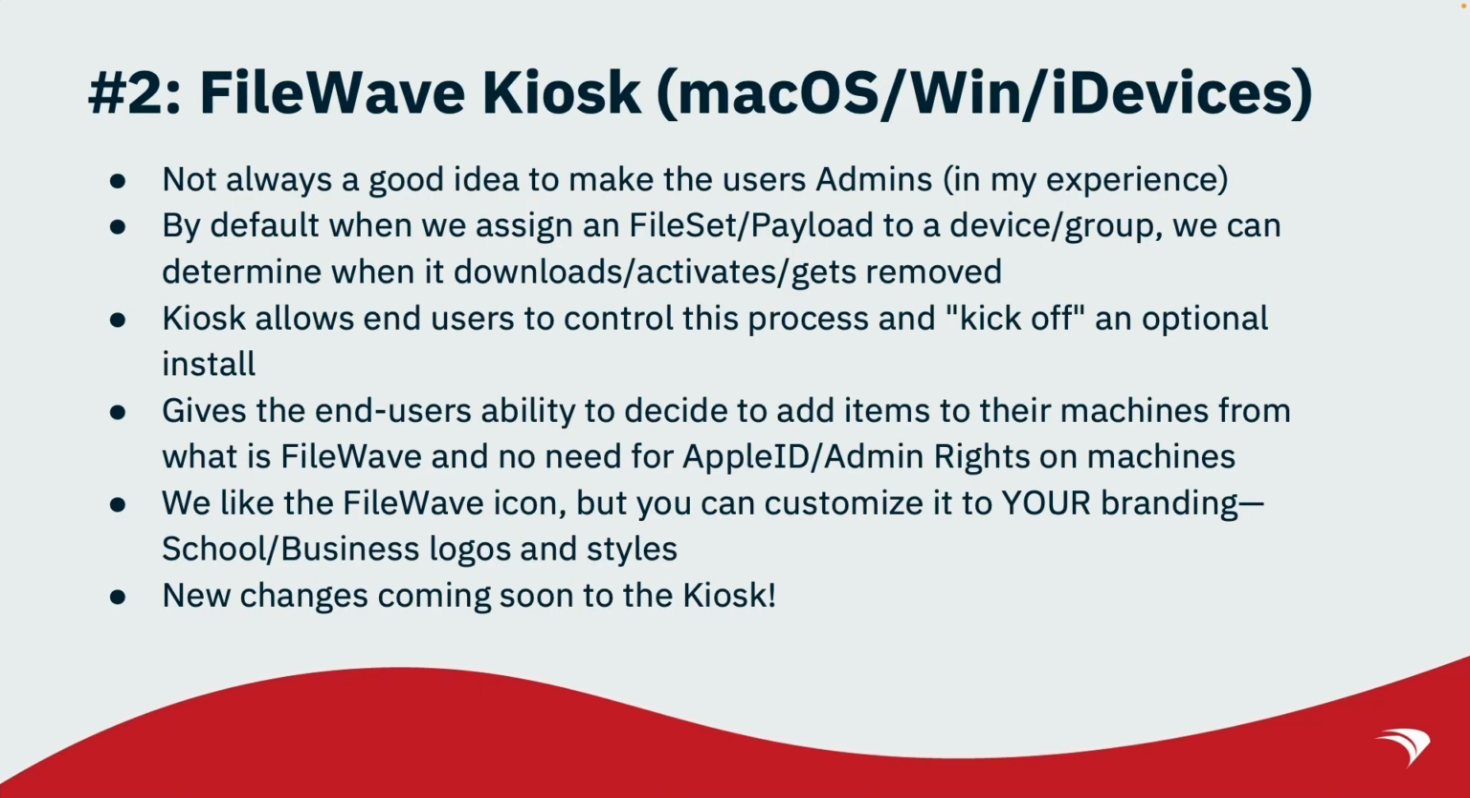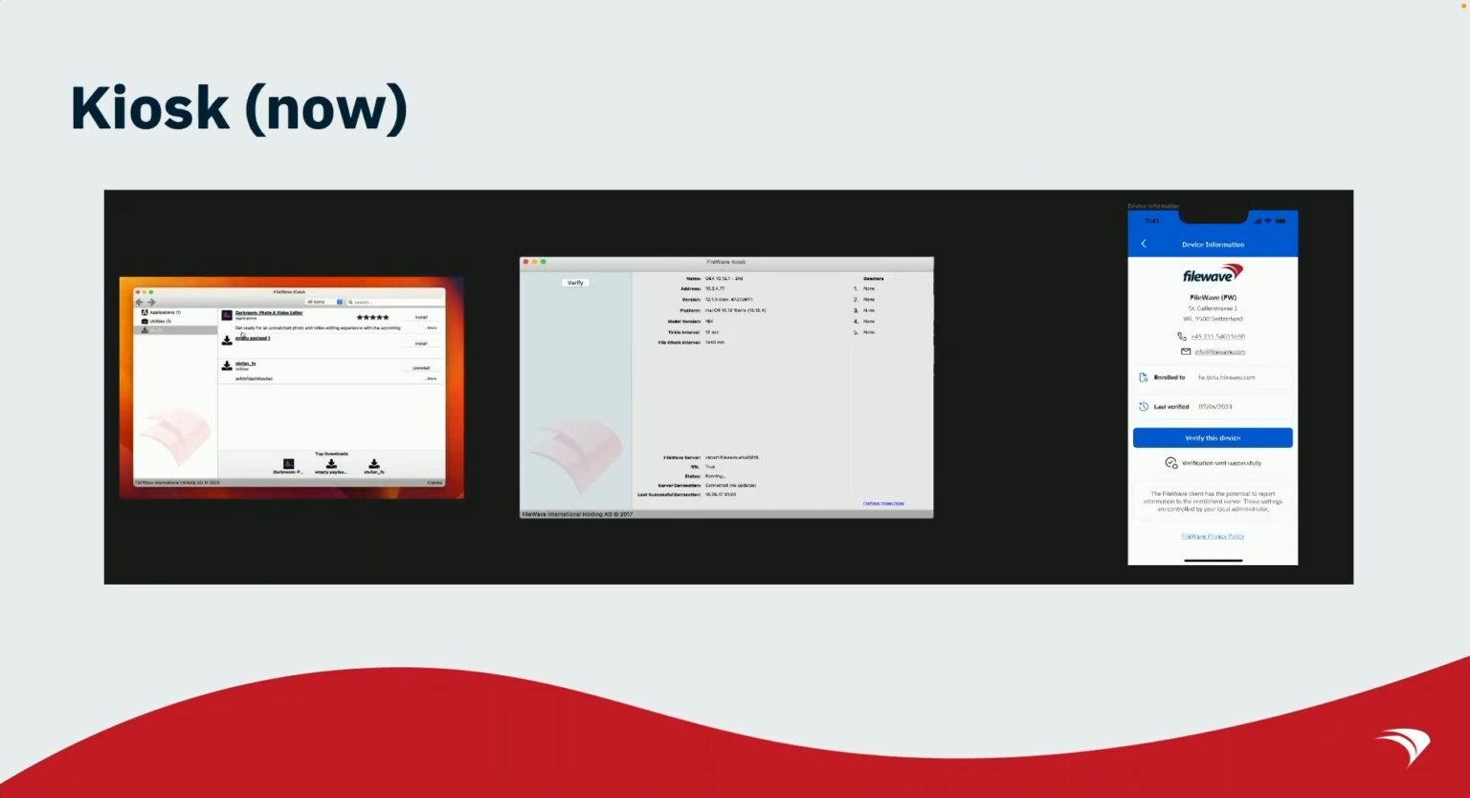I just want to mention too, we love the FileWave icon, but you can also customize the kiosk however you want. Now, you're getting a sneak peek here because it's not out yet, but this is what the kiosk looks like now. Pretty straightforward. The first one's how you pick apps. The second one is where you can see status, like boosters, and verify the model. Is it talking to the FileWave server?